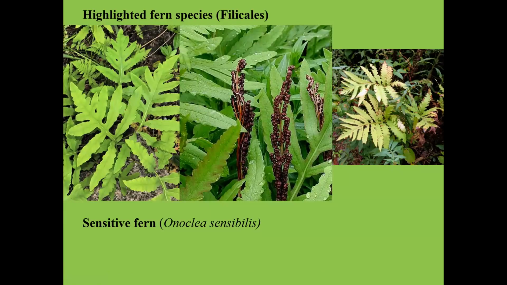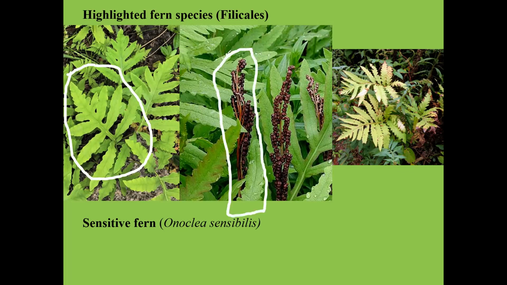Next is sensitive fern. Sensitive fern is called sensitive fern because if there's a frost, it's very sensitive to frost, and so the leaves will immediately turn yellow and die away. That's why it's called sensitive fern. Sensitive fern has two types of leaves on each plant. It has a normal looking photosynthetic leaf, and then it has leaves that are modified to only bear sporangia. And this is something that we call leaf dimorphism.